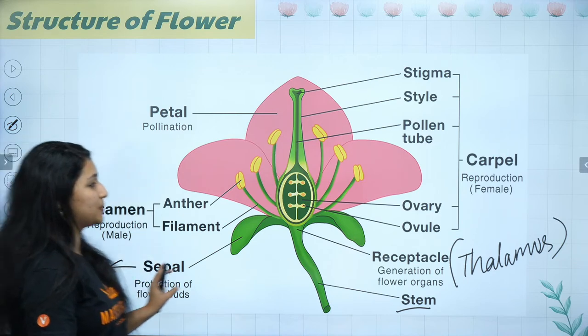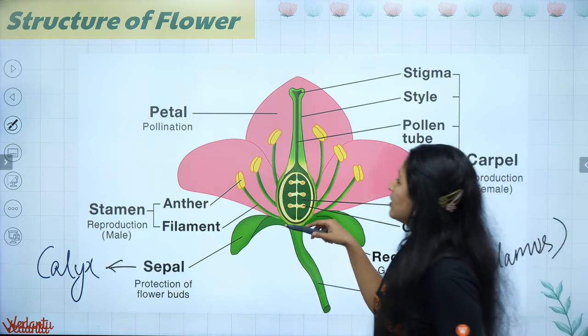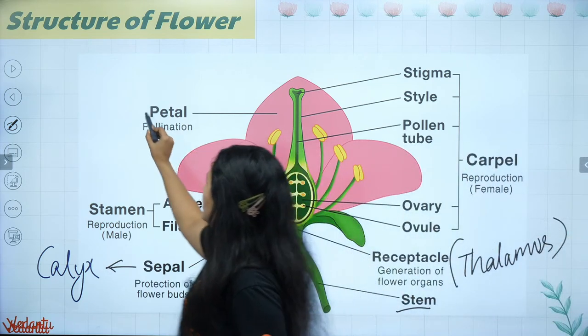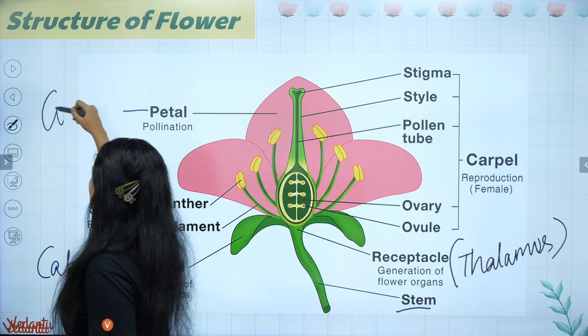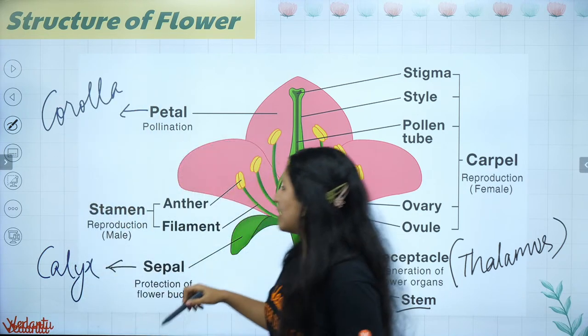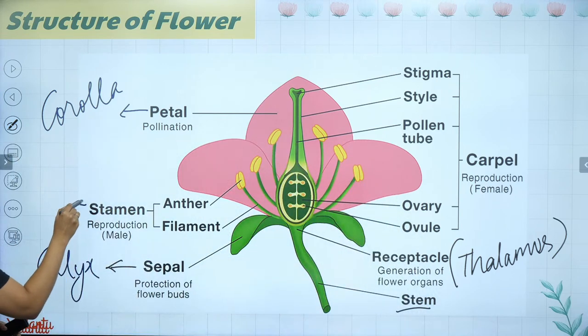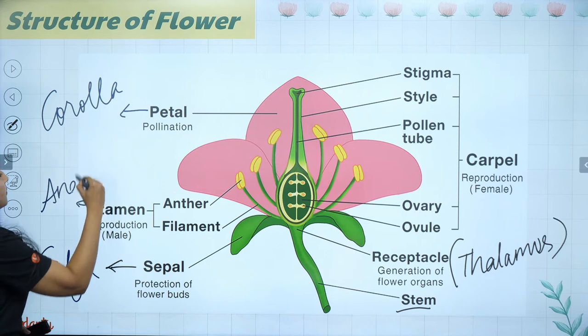Which contains many sepals. And then, just above that, we have our petal. The floral whorl here is called the corolla, which contains petals. And then we have our androecium, which is the male reproductive organ, which contains several stamens.